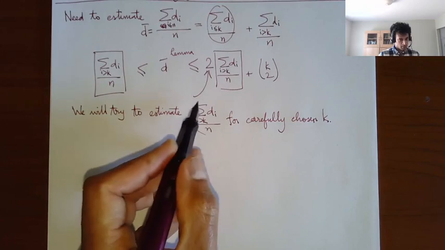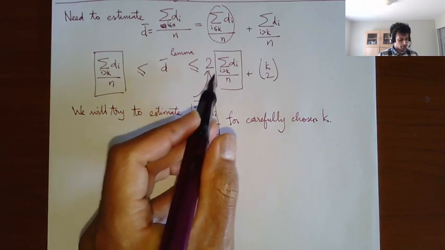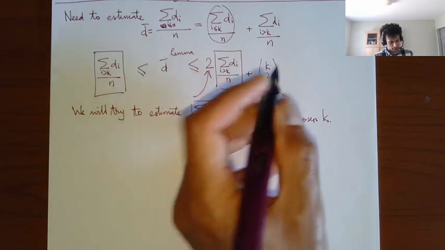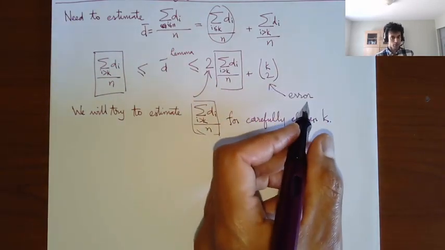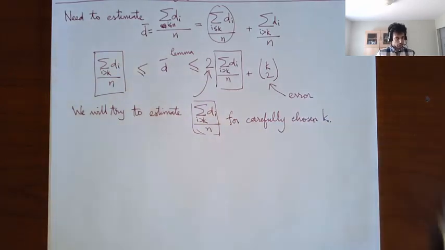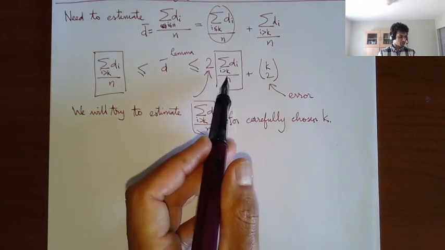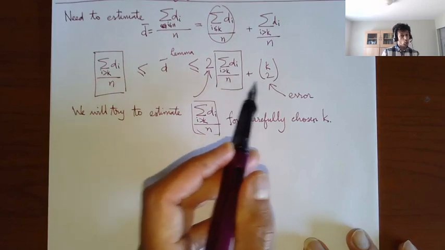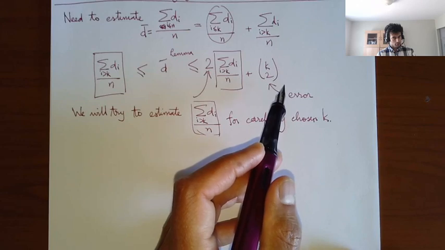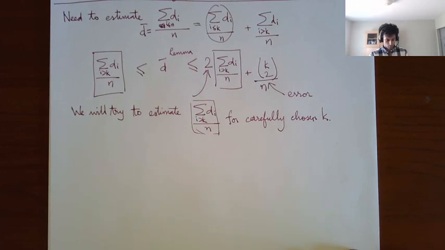Because if we can estimate this quantity accurately, then that quantity gives a 2-factor approximation to the average degree with an additional error, which we need to control. And the error is going to determine our choice of k. Obviously, the smaller you make k, the smaller your error is. If k was 0, then there would have been no error. If k is n, then you get a lot of error. Sorry, this should be divided by n over there. Okay.